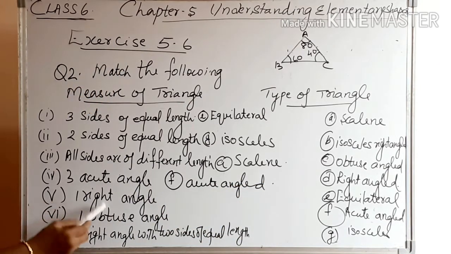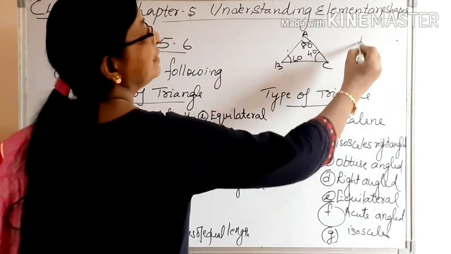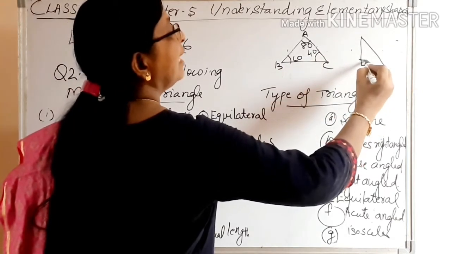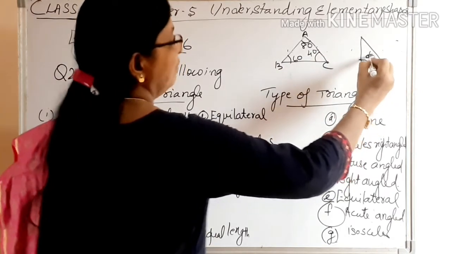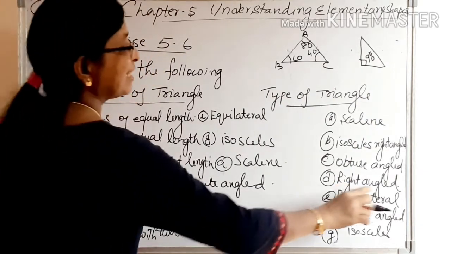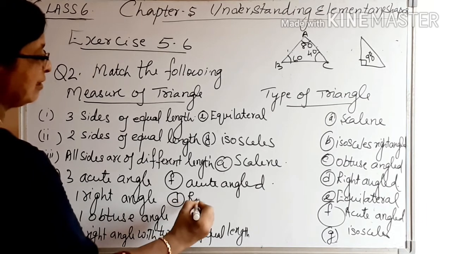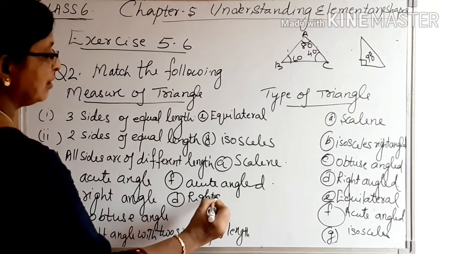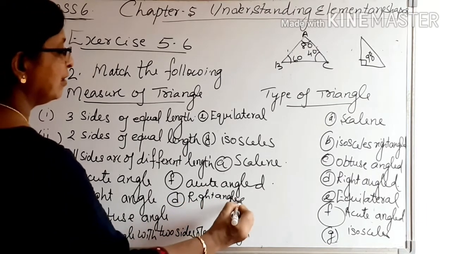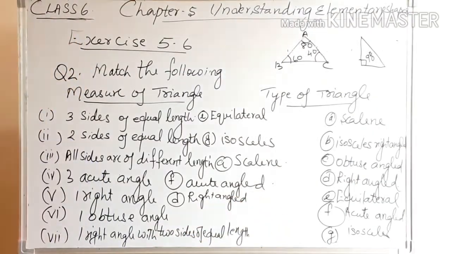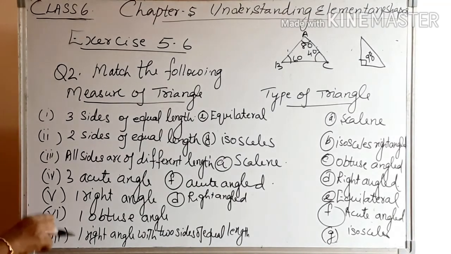Fifth one, 1 right angle. That means in this triangle, 1 angle is 90 degree. What kind of triangle is this? Right angle triangle.